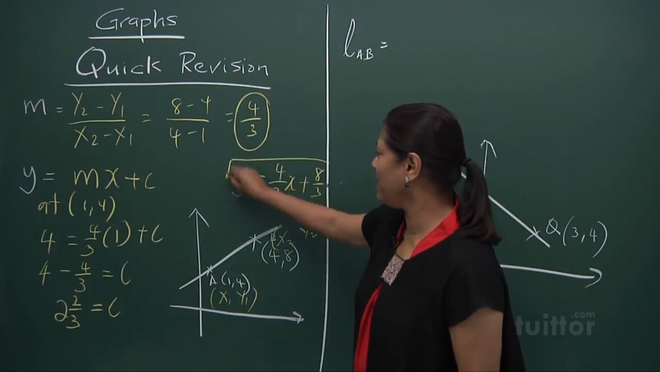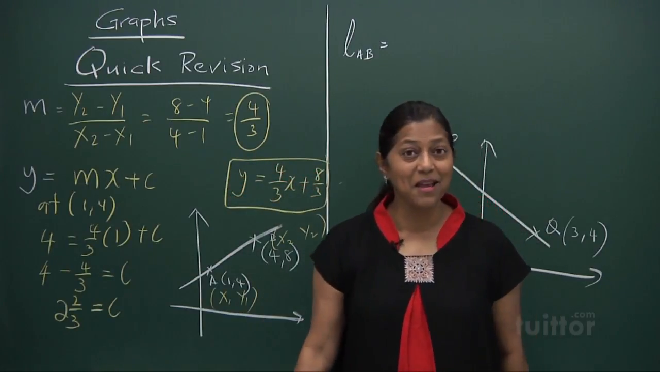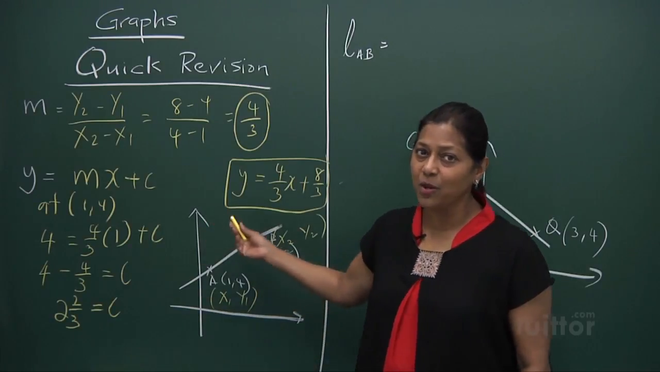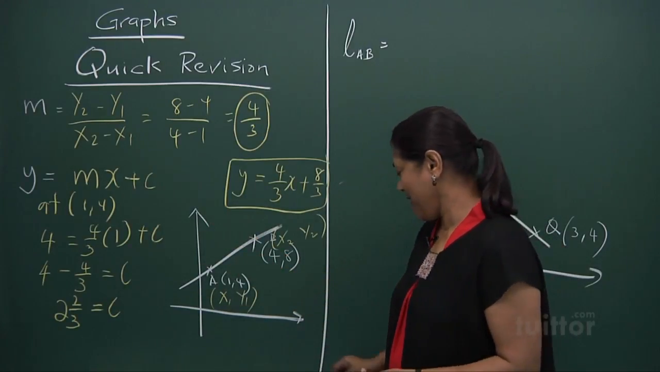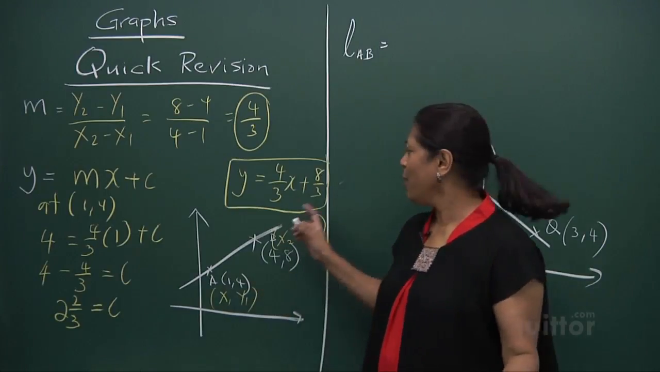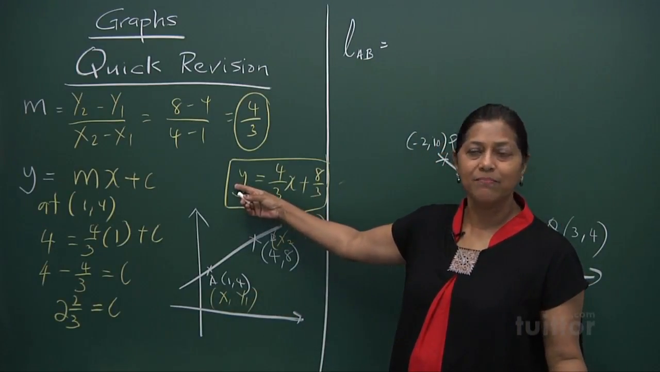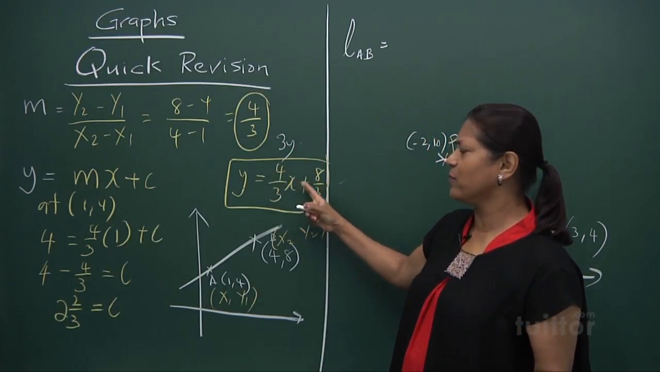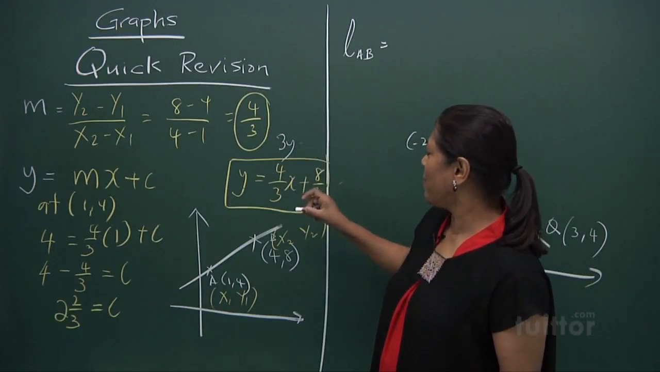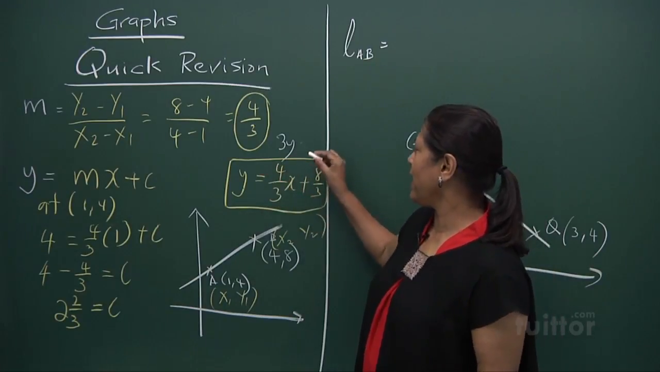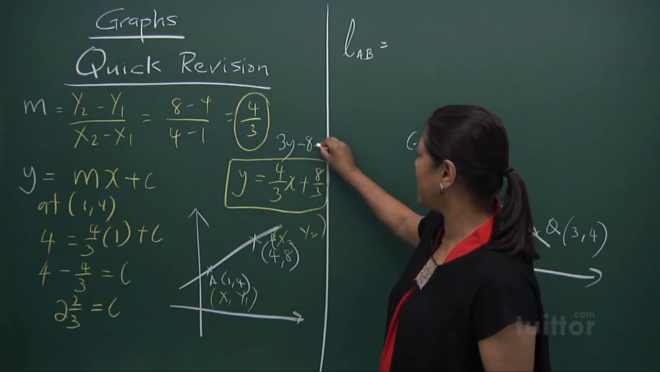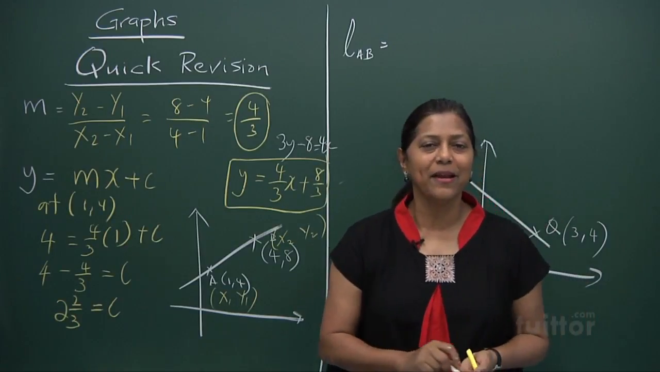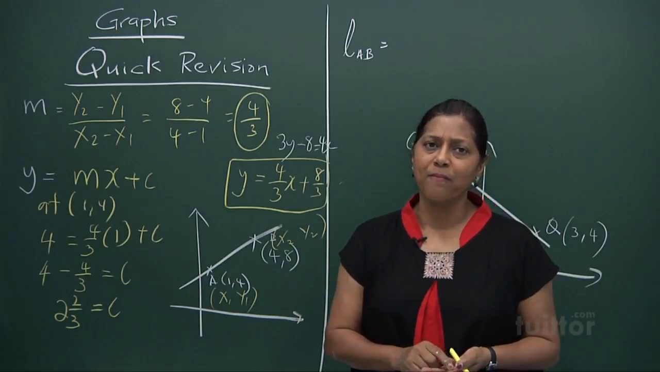Can anyone tell me how else we can express it? As I said, you could write this equation in many ways you like. And a general quick revision tells us we can multiply all by 3. So this could be 3y equals 4x plus 8, right? Or you can bring the 8 over, so 3y minus 8 is 4x, right? Great. Now let's move on from here.